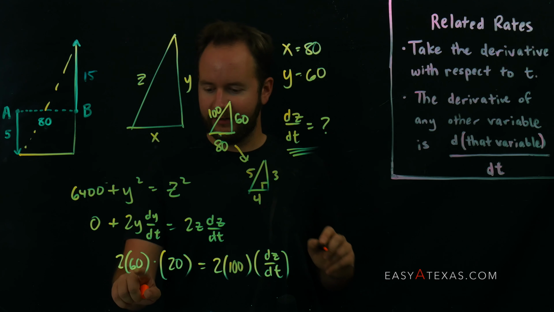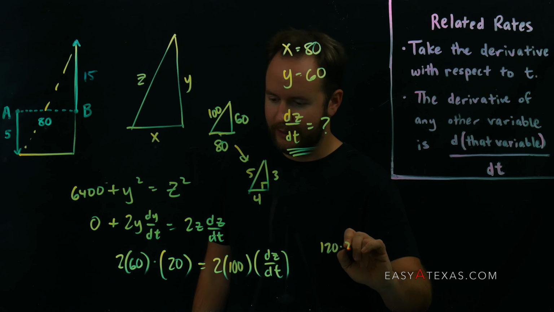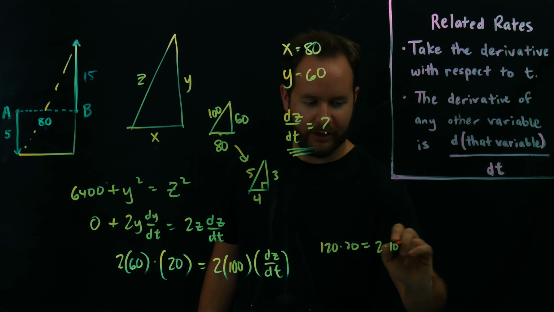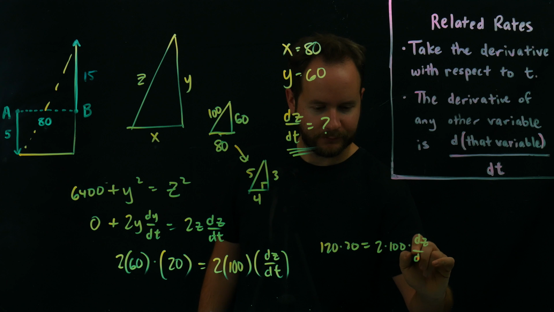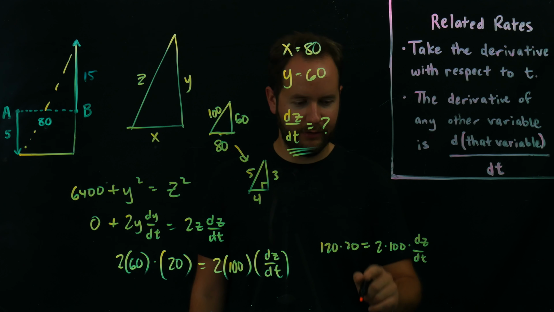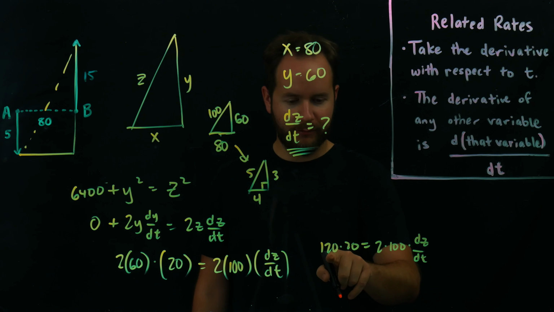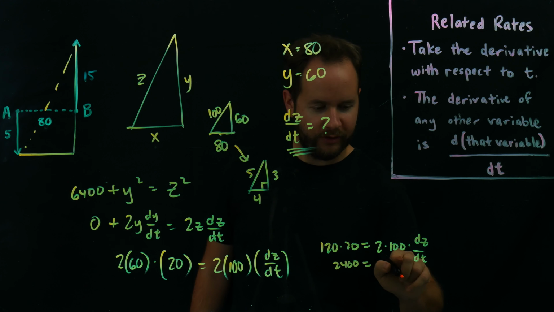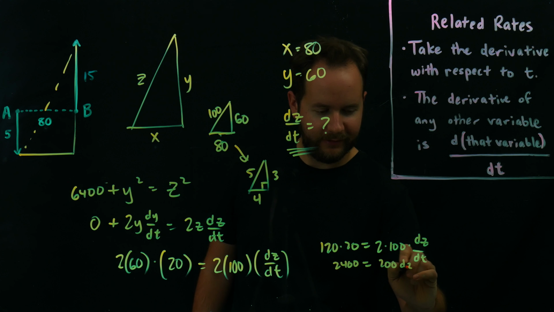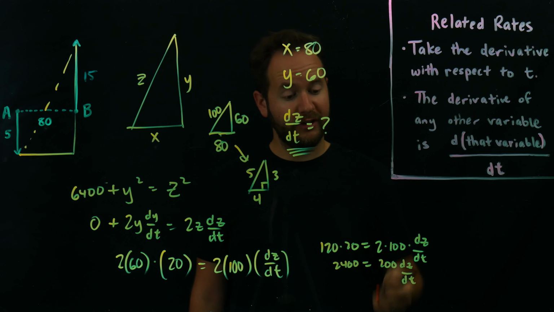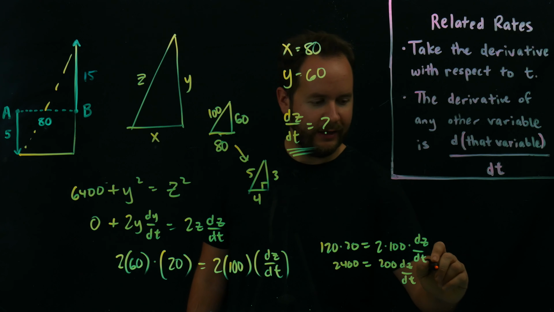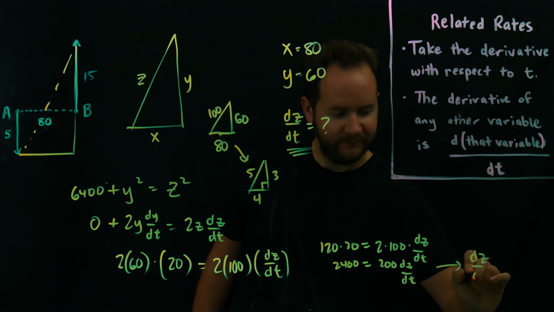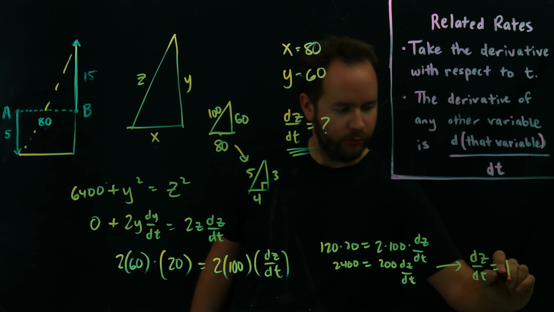I'm going to say 2 times 60 is 120 times 20 equals 2 times 100 times dz/dt. Let's just do this. 20 times 120 would be 2,400. 2 times 100 would be 200 dz/dt. And therefore, I just divide both sides by 200 to get dz/dt, which tells me dz/dt equals 12.